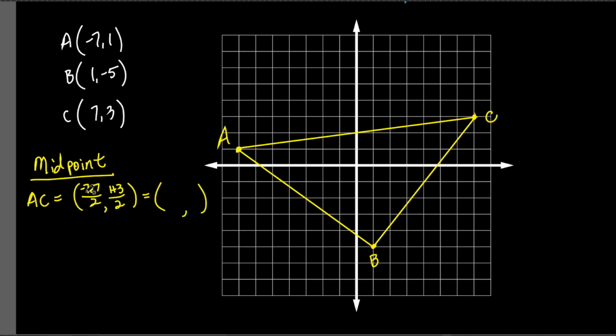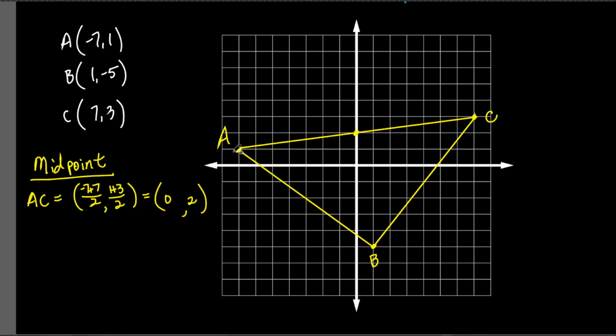And we should be able to do this in our head. Negative 7 plus 7 is what? 0. 0 divided by 2 is 0. 1 plus 3 is 4 divided by 2 is 2. So what's the midpoint of AC? 0, 2. Look at it. 0 on the x and then 2 on the y. Yep, it's right where we thought it would be. Right there. Do you agree? So that's kind of cool, right? We did the math and it shows up exactly where we thought.